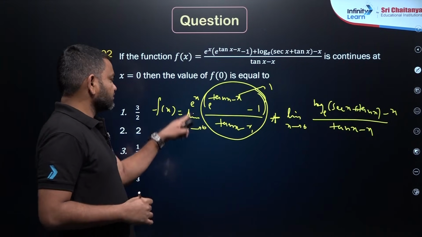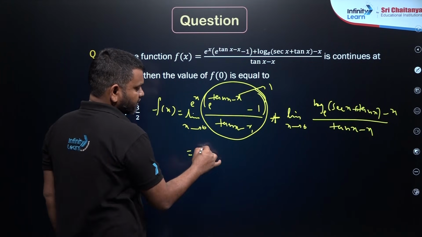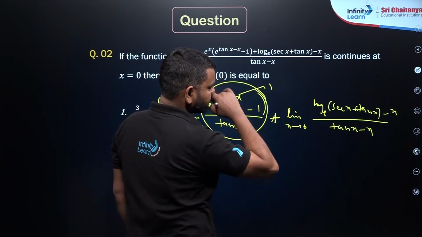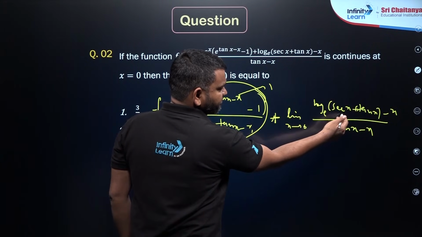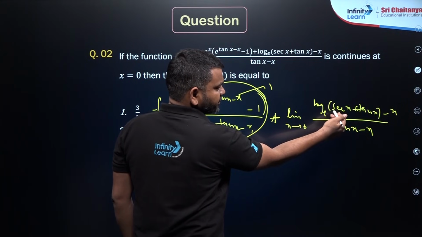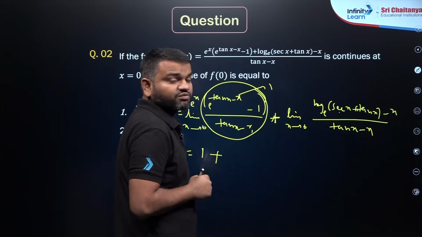Now if it is 1, putting 0 directly into it, this is going to be e power 0, which is 1, right? Plus if you observe this one, this is in the form of 0 by 0. This is 1, so log 1 is going to be equal to 0, 0 minus 0 by 0 minus 0. This is in the form of 0 by 0.